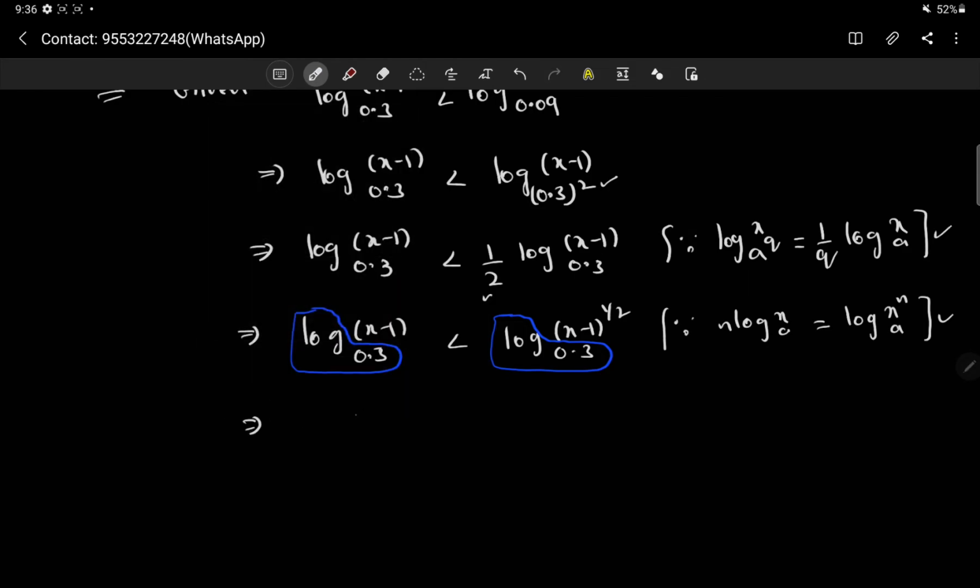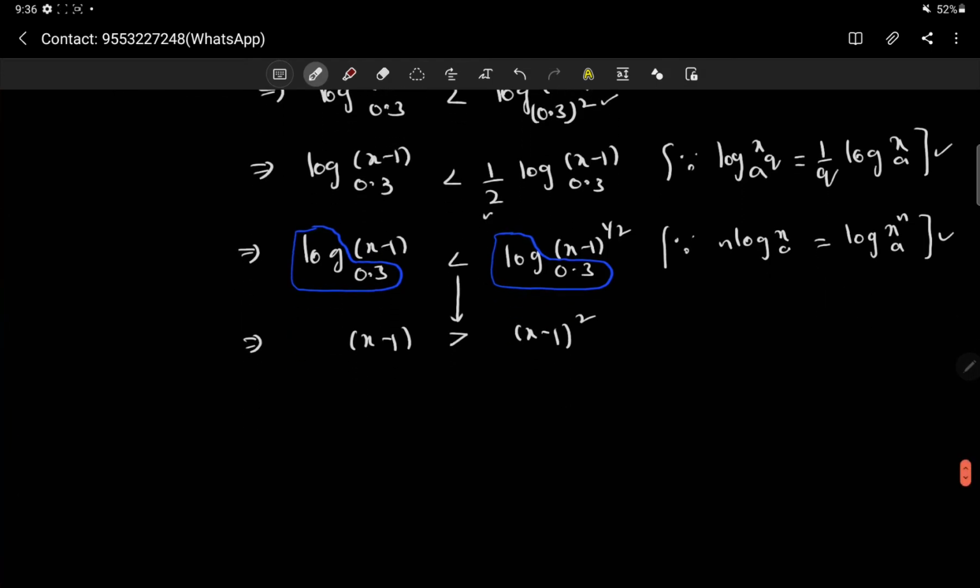You see here, then what you can have? x minus 1, the inequality should change, right? So that's why I am changing the less than symbol to the greater than symbol. x minus 1 whole square you have, whole power 1 by 2 actually. So you see here whole power 1 by 2 is there. x minus 1 should be a positive number.